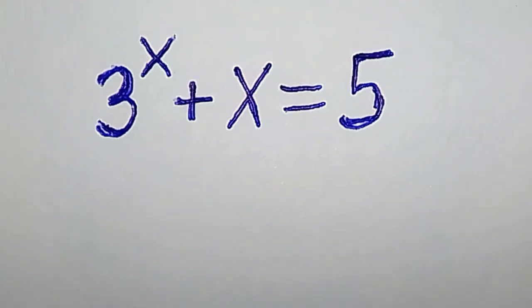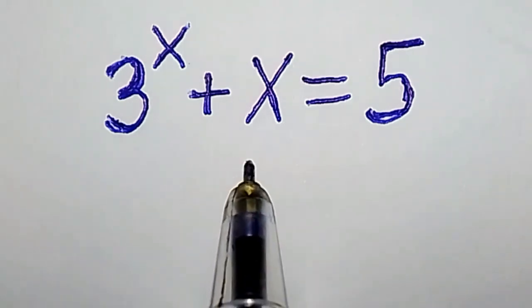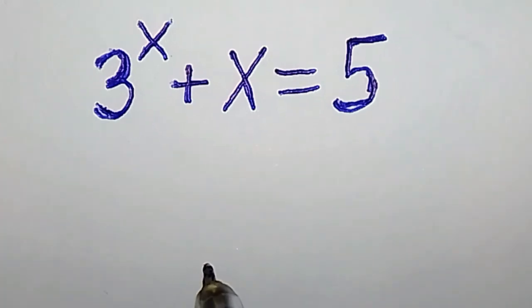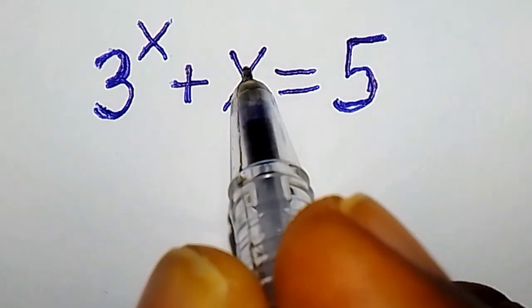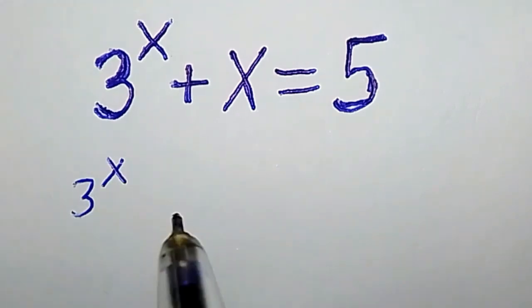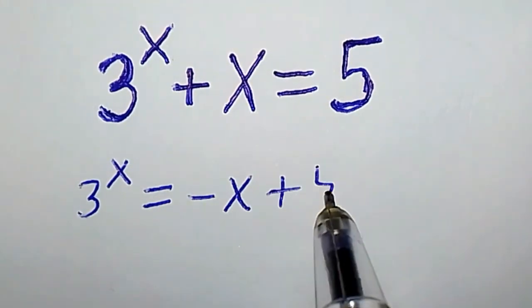Hello, welcome. In this video, we are going to solve a very interesting equation: 3 to the power of x plus x equal to 5. How do we find the value of x? The first step we are going to take is to transfer x to the right hand side. So we are going to have 3 to the power of x equal to minus x plus 5.